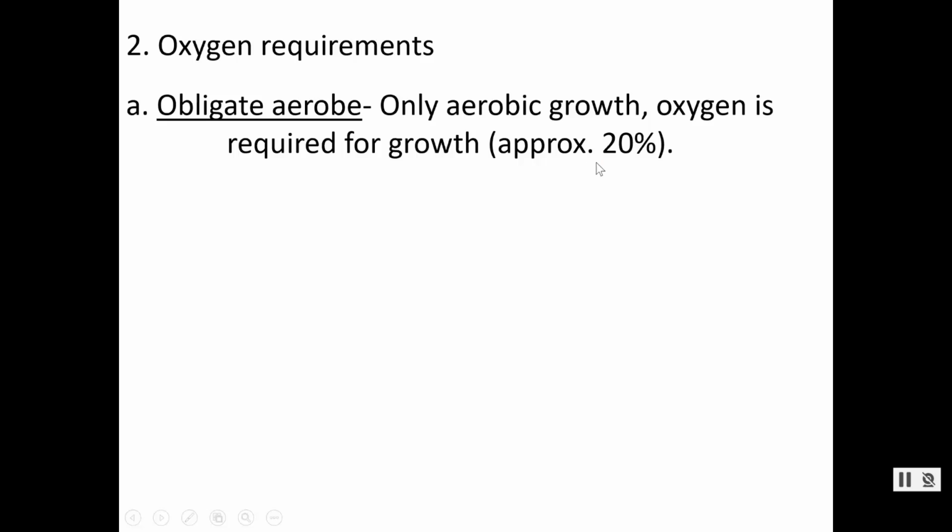Now, when I'm talking about oxygen required, I'm talking about atmospheric levels of oxygen. So what's basically in the air, in the atmosphere that we breathe. And this is actually about 20%. And you should kind of know this for comparison purposes as we're talking about oxygen requirements. Okay, obligate aerobes only grow aerobically, and oxygen has to be present in order for growth to occur.